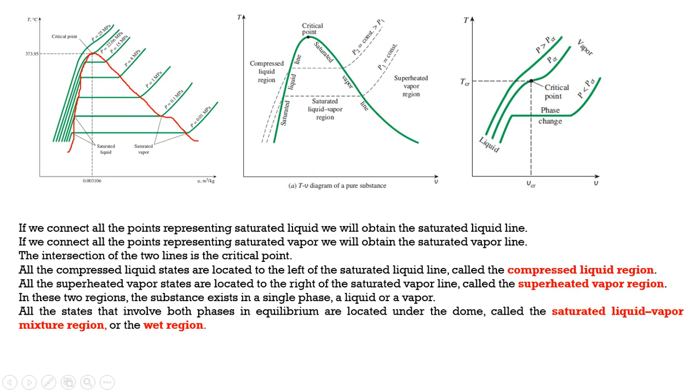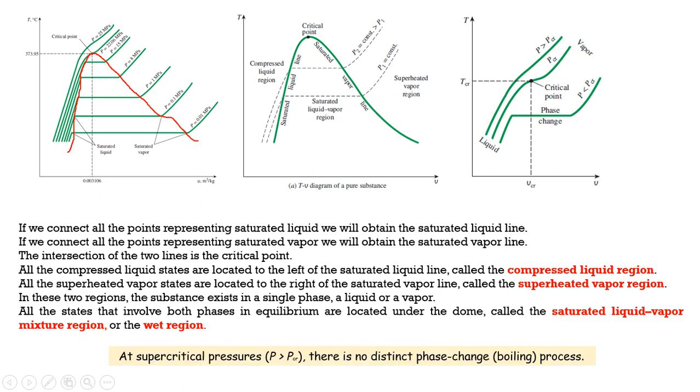Below the critical pressure, that is, if the pressure is less than the critical pressure, the phase change process will take place. And above the critical pressure, what happens? At supercritical pressure, there is no distinct phase change process.